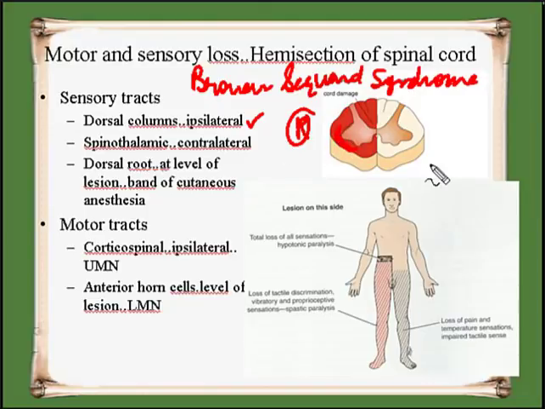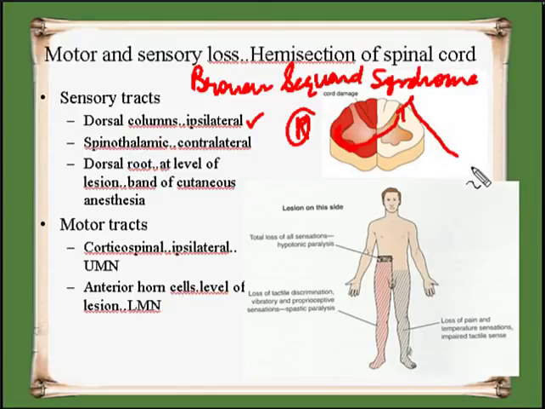How is this tract here formed? Even though the tract is lying on the right side, this tract is actually formed from fibers which cross over and form it. So the effect is seen on the contralateral side. Even though the lesion is on the right side, the effect is seen on the contralateral side. So when we say spinothalamic contralateral, it doesn't mean that the spinothalamic tract is affected on the contralateral side. The spinothalamic tract is affected on the right side, but the signs are seen on the opposite side. So the loss of spinothalamic function is on the contralateral side.